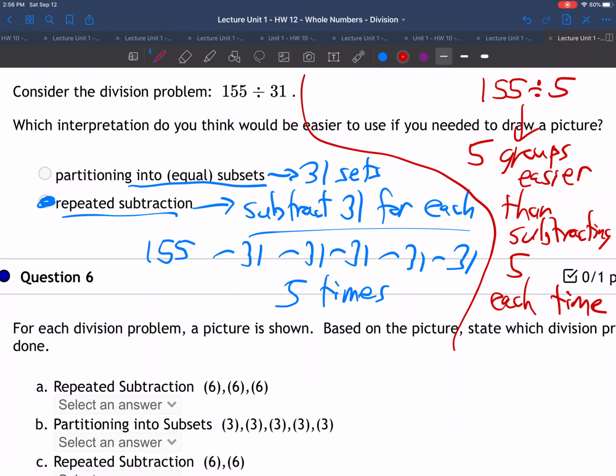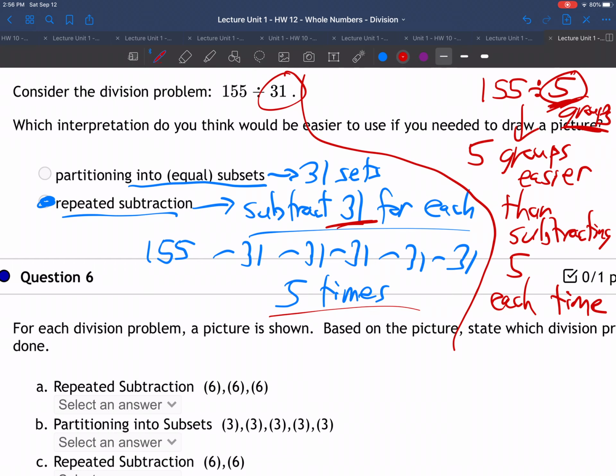So here's how you know the answer to the question. You look at the second number and you ask yourself, is it easier to subtract that number every time? Or is it easier to make that many groups? So if they give you 31, you don't want to make 31 groups. You want to subtract the 31 every time. That's quicker. That would only take 5 times. If they give you 5, you'd rather have 5 groups. 5 groups aren't bad. If you subtracted 5 each time, that'd take forever.